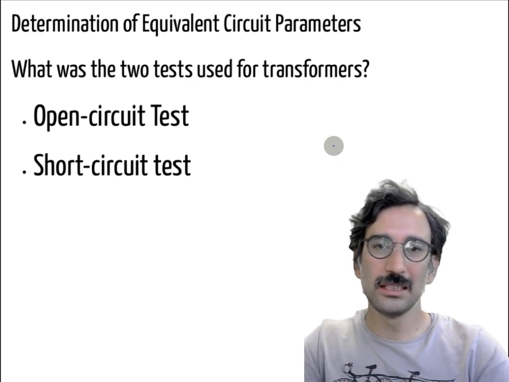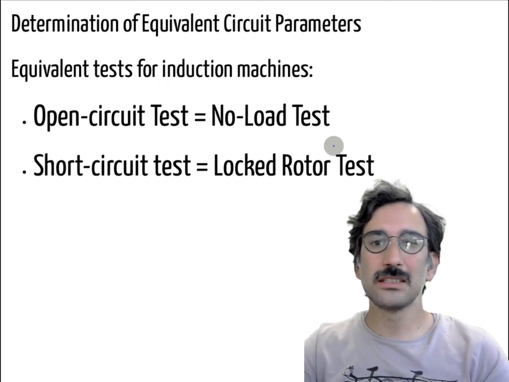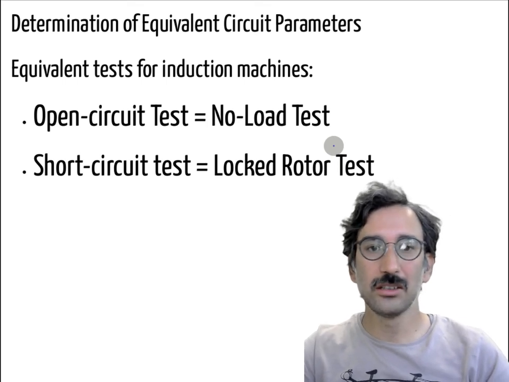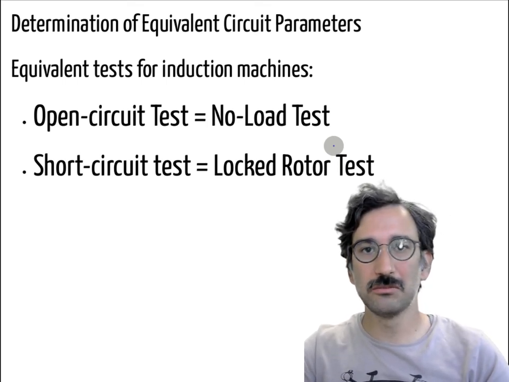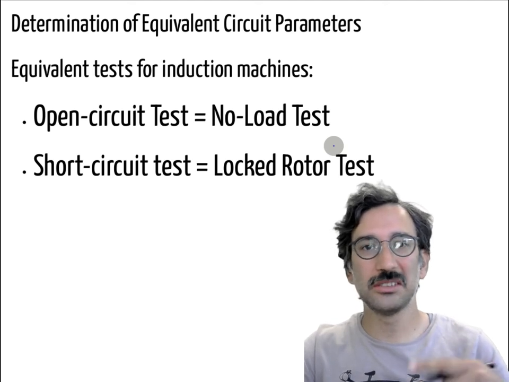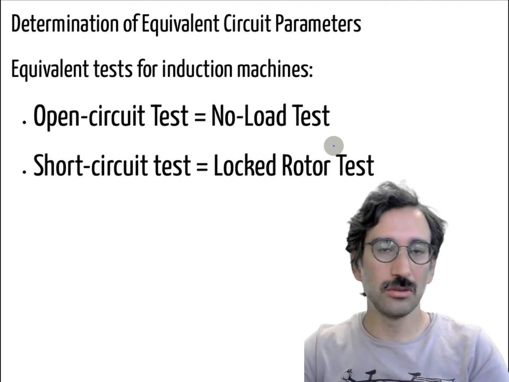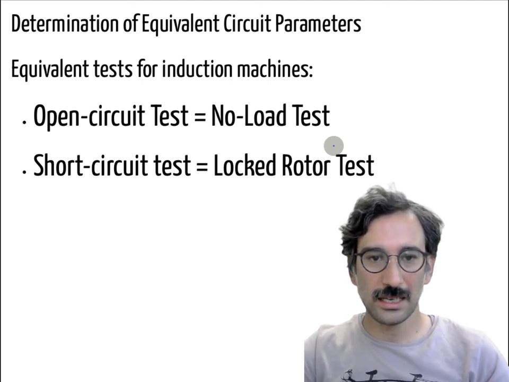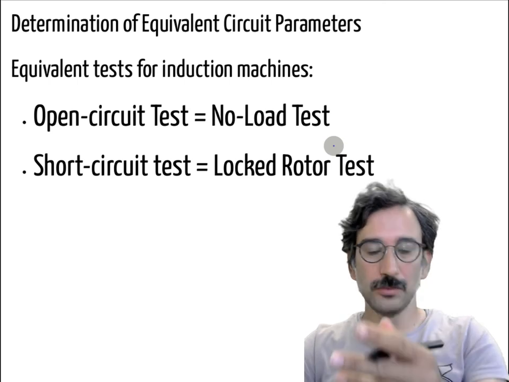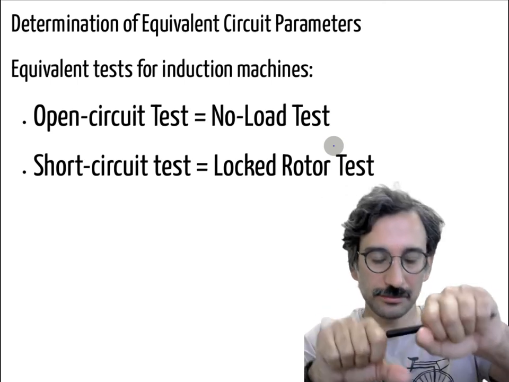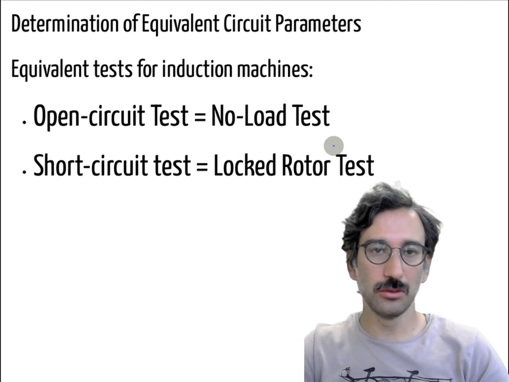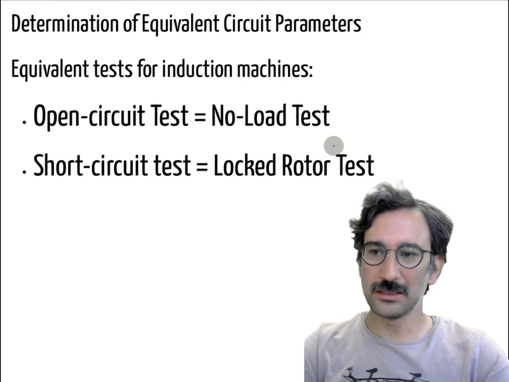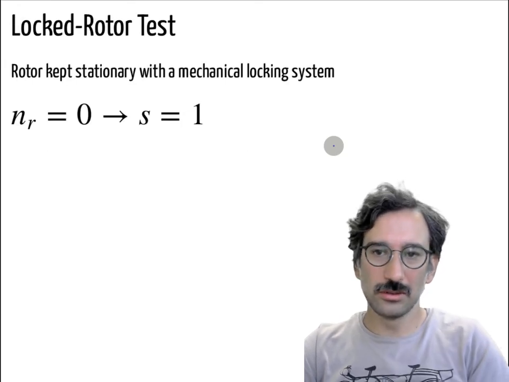We will have the same logic here. Instead of the open circuit test, we will have the no load test, in which you just run the electrical motor without any load, nothing connected. So it just runs really close to synchronous speed. Instead of the short circuit test, you lock the rotor, so you don't let the rotor rotate, and then you apply some tests. So let's get into those details.